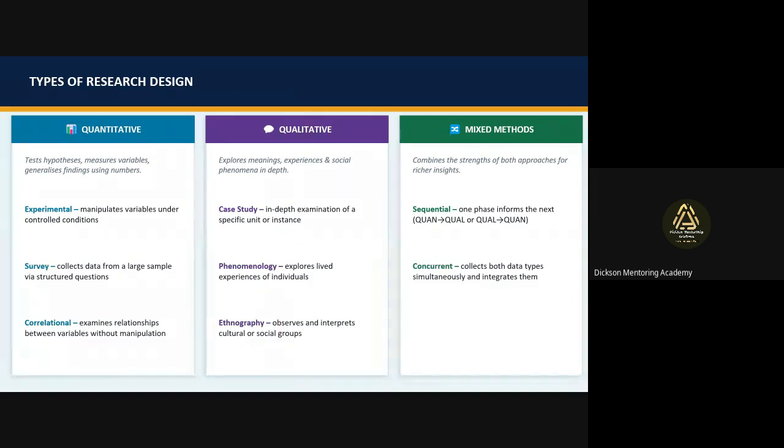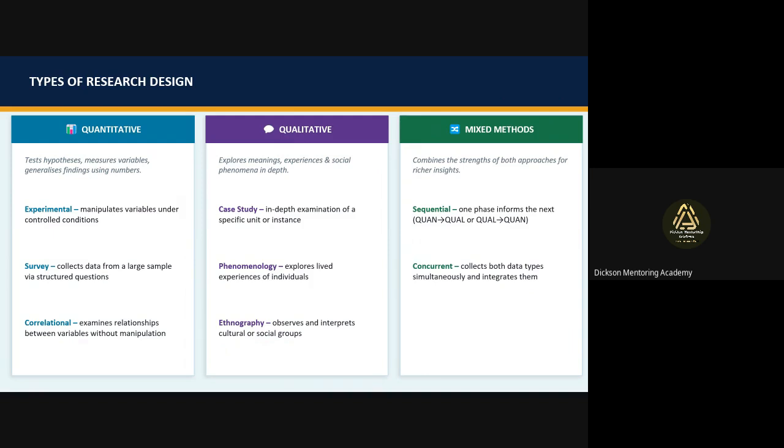Another example of quantitative research design is correlational. This examines relationship between variables. You do not manipulate. The difference between these and experimental is that in experimental, you manipulate the variable. In correlational, you measure the variables and you establish the relationship between the variables without doing any form of manipulation. So these are examples of quantitative research design.